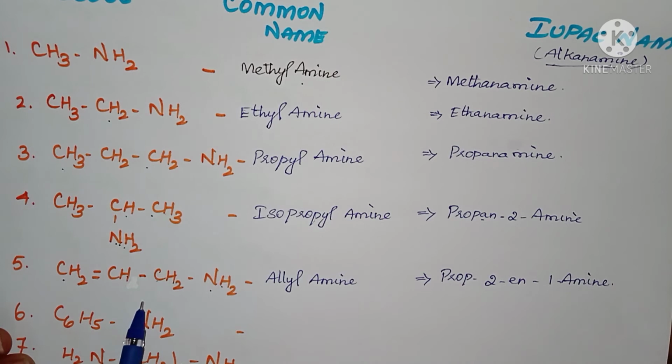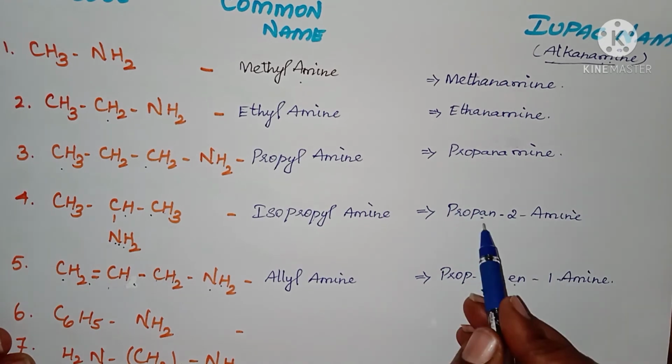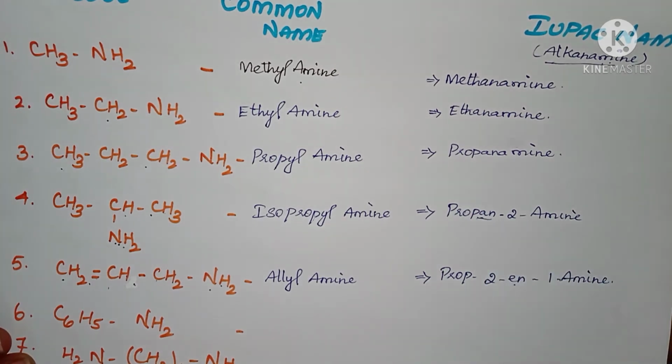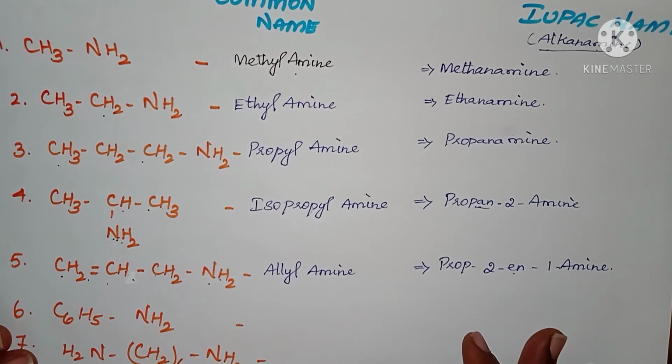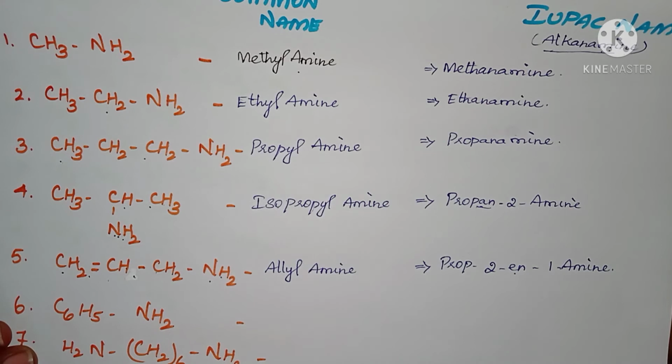Got it? Now you just check how many carbons are there, the parent chain, and then name accordingly. Check where the amine is attached, and whether it is an, en or yn. Actually, IUPAC naming is very easy if you know the trick. I have given the trick for aldehyde and ketone, just watch that video. Next one.